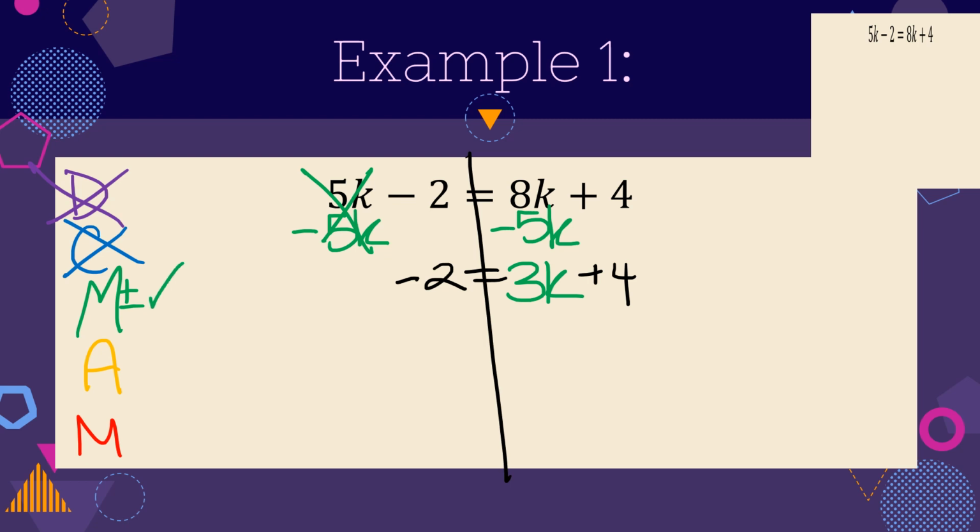Next step, undo any addition or subtraction. Do I want to move the 2 or the 4? Well, I can't move the 2 or it'd be empty on that side of the line, so we have to subtract 4. Negative 2 subtract 4 is negative 6. Drop down what you didn't use.